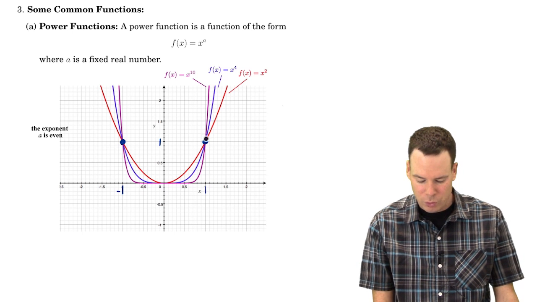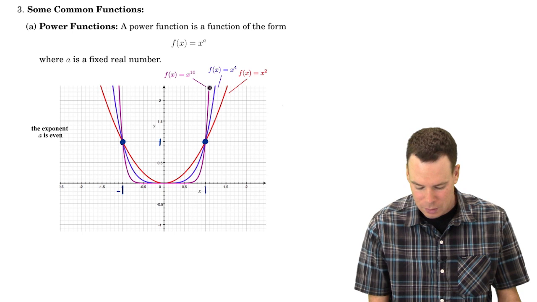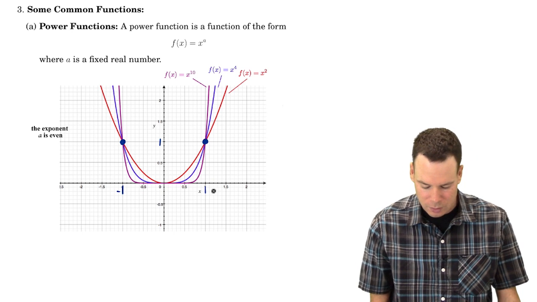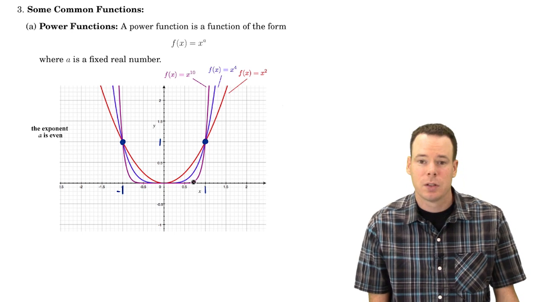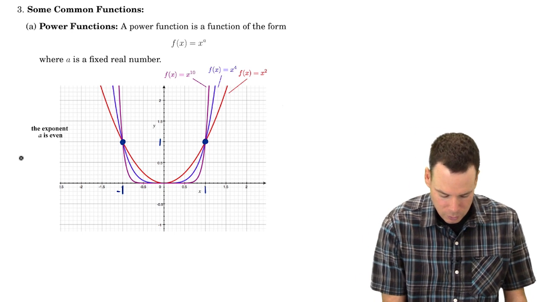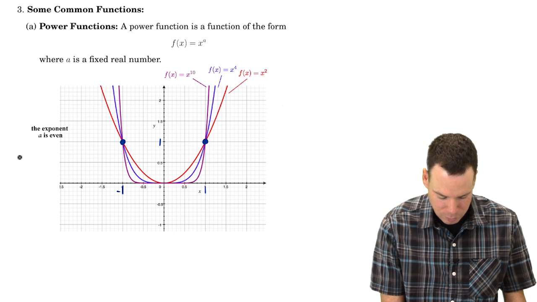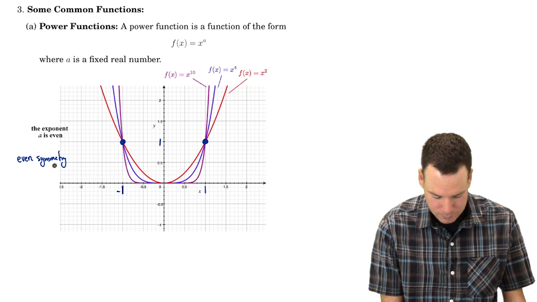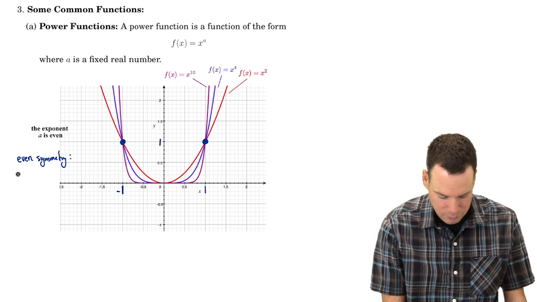So they all pass through this point, but the higher the power is, the bigger the function is beyond 1 and less than -1. But the higher the power is, the smaller the function is in the interval from -1 to 1. So notice that all these functions have symmetry. They have what we call even symmetry.